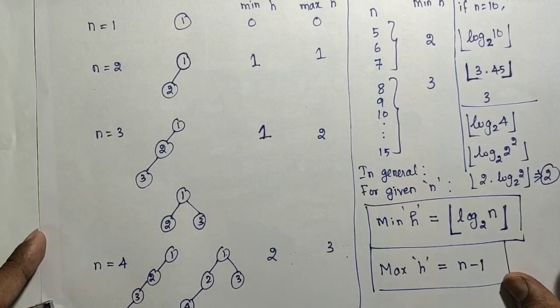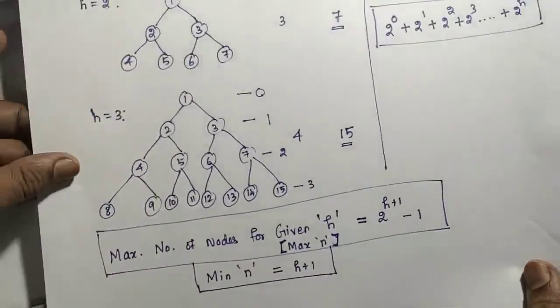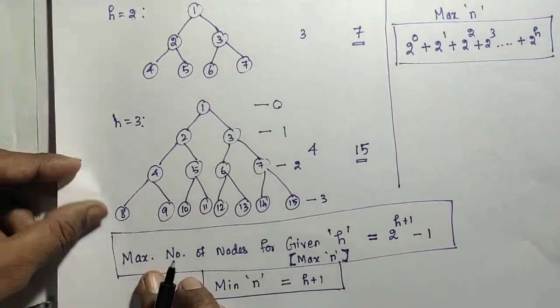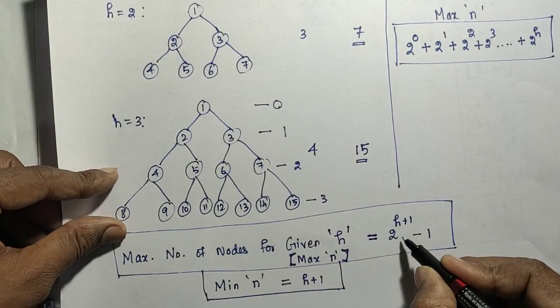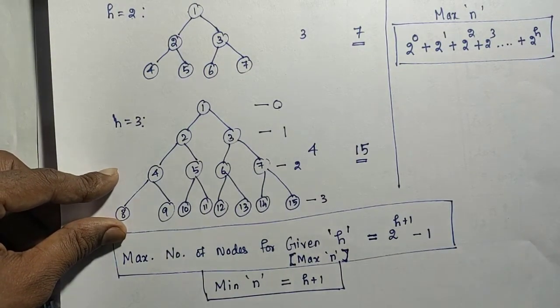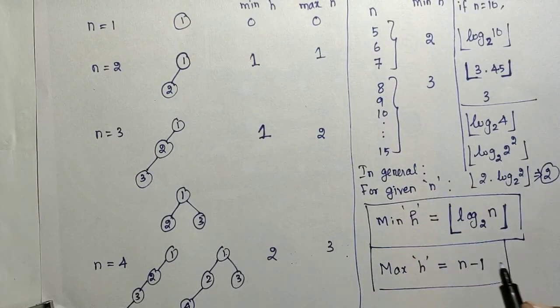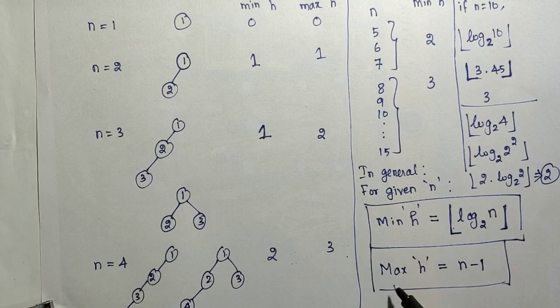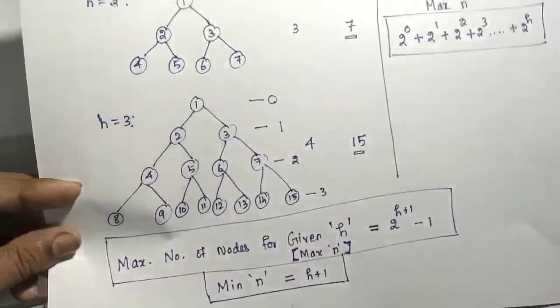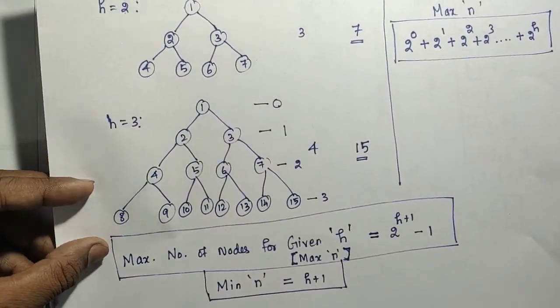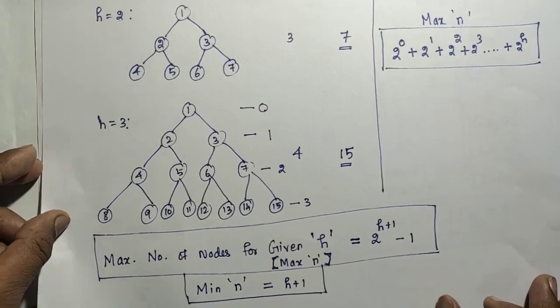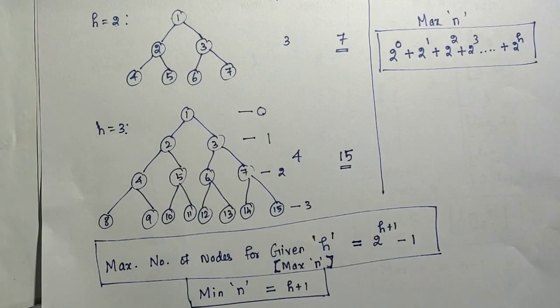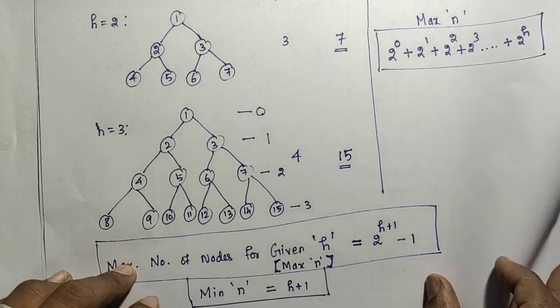So just remember these formulas. If the height is given, the maximum number of nodes I can add is 2 power h plus 1 minus 1. Similarly, if n is given, the minimum height required is log n base 2, floor, and the maximum height is n minus 1. Similarly, the minimum n is h plus 1. This formula will be needed in constructing the binary tree using arrays or lists. So remember this.